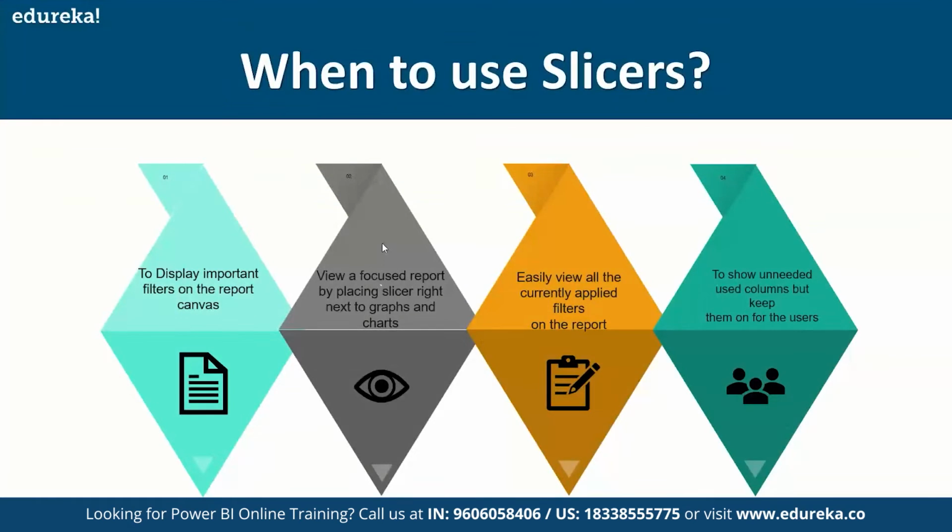I'll tell you practically also. We'll open up. I'll tell you how to download and install the Power BI. Before that, just covering up quick theoretically such that you know what slicers are, right? To display important filters on report canvas. Canvas is where we create our report, wherever we have the space where we can click, drag and drop and have various activities to see or to make an insight into data. Got it? So this helps us to view a focused report by placing slicer right next to graphs and charts.